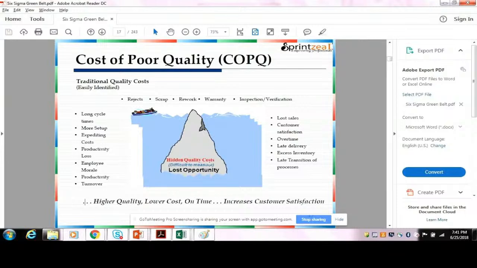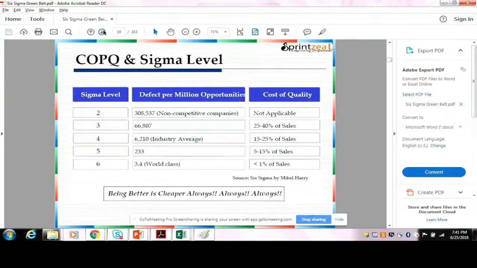All these are the areas that you can actually dwell into to identify the reasons for these rejects, scrap, rework, or warranty issues. And all these would constitute the cost of poor quality.